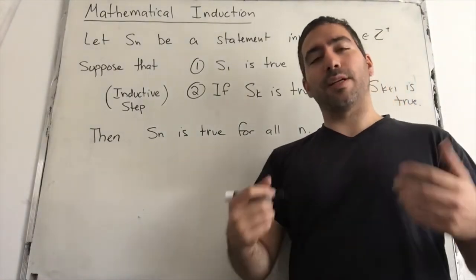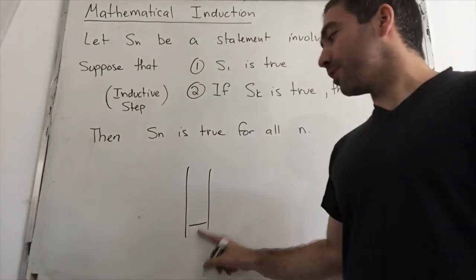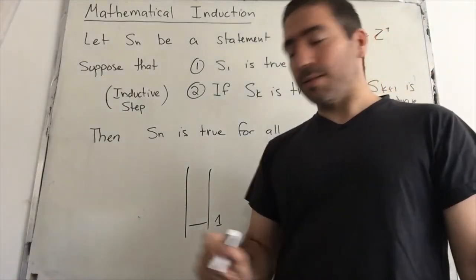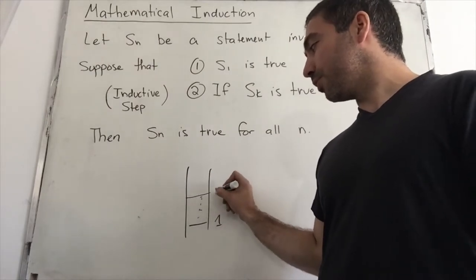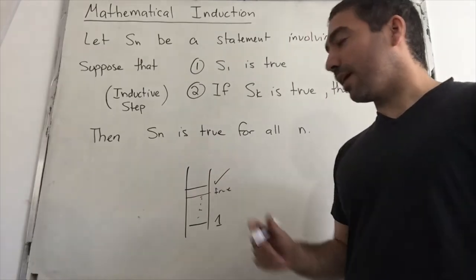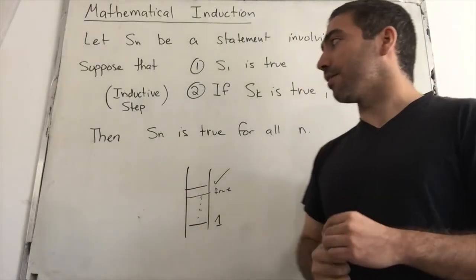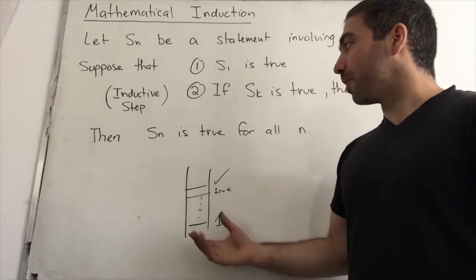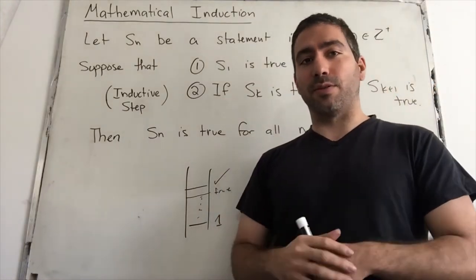Essentially it's kind of like a ladder. You have your rungs. If you have the first step, this is your case one. It doesn't matter where you go. But at some point, if we assume this to be true, and we can prove that the next one exists, then everything in between exists. This is essentially the statement of mathematical induction. Okay, so let's go ahead and prove some of the statements using mathematical induction.